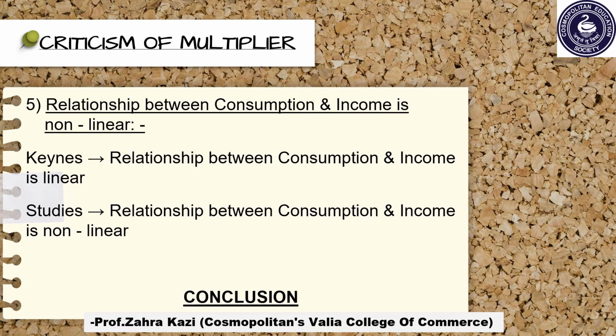The last limitation or criticism of multiplier is that the relationship between consumption and income is non-linear. According to Keynes, the relationship between consumption and income is linear, but there have been studies undertaken and the research shows that the relationship between income and consumption is too complicated and it is not linear. It is non-linear.